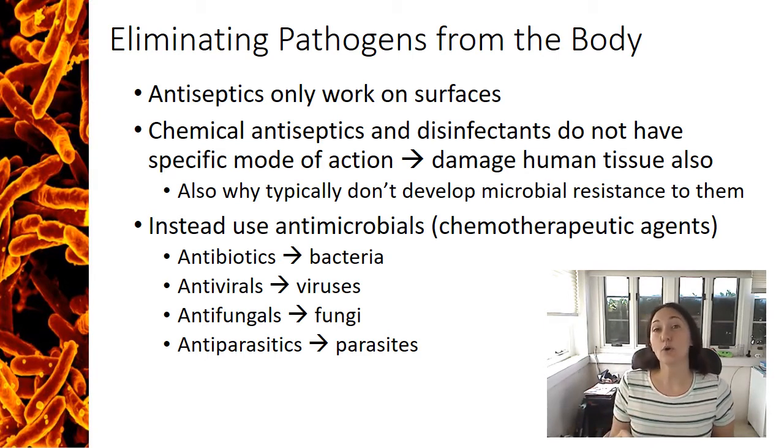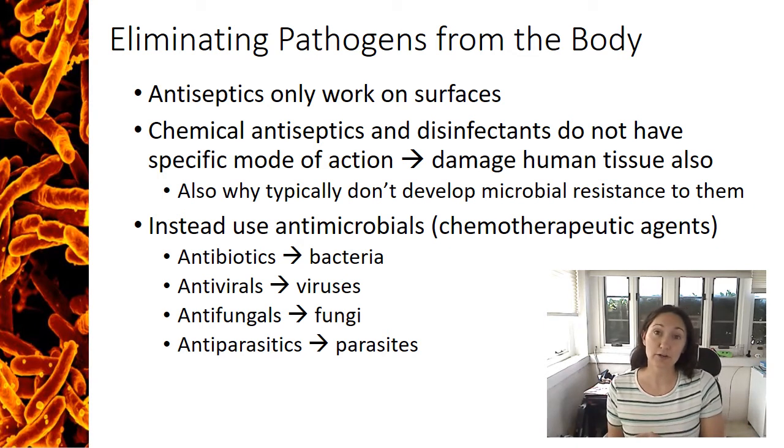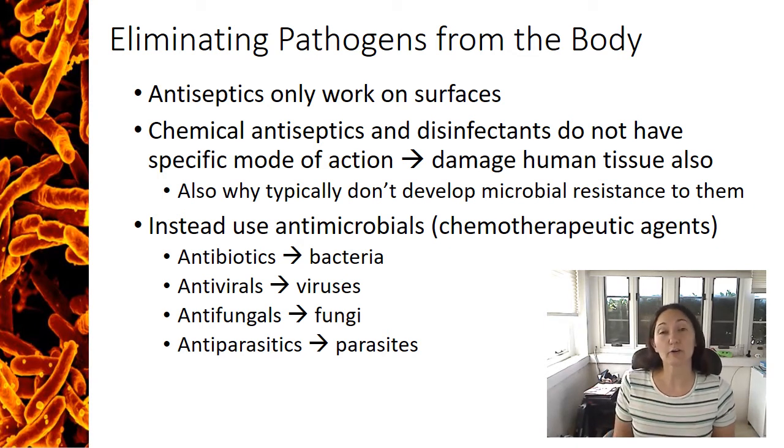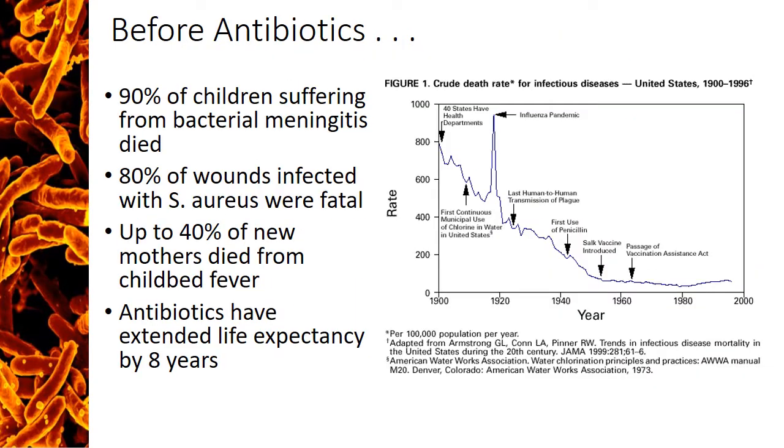Antibiotics are used only against bacteria. So the targets that they're aiming for are found in bacterial cells, but not in other microbes and not in your cells. Antivirals we use against viruses. Antifungals we use against fungal pathogens. And then antiparasitics we use against parasites. We're mainly going to focus on antibiotics in this unit, but we will talk a little bit about antivirals and some antifungals and antiparasitics towards the end.